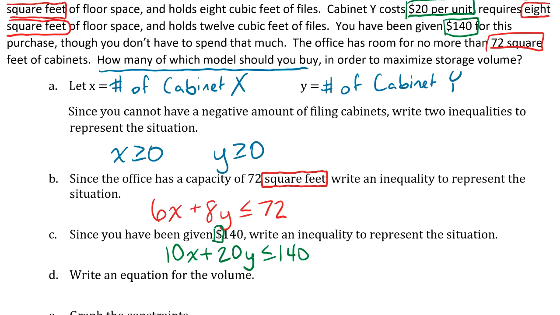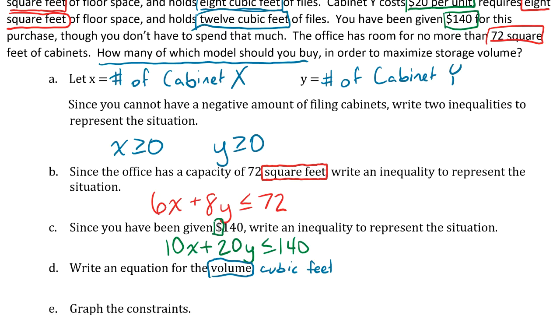Part D. Write an equation for the volume. So volume is anytime it says cubic feet. Let's look at where it says cubic feet. We know cabinet X holds 8 cubic feet. Cabinet Y holds 12 cubic feet. And we don't have anything that's less than or equal to, because we're just trying to maximize that.